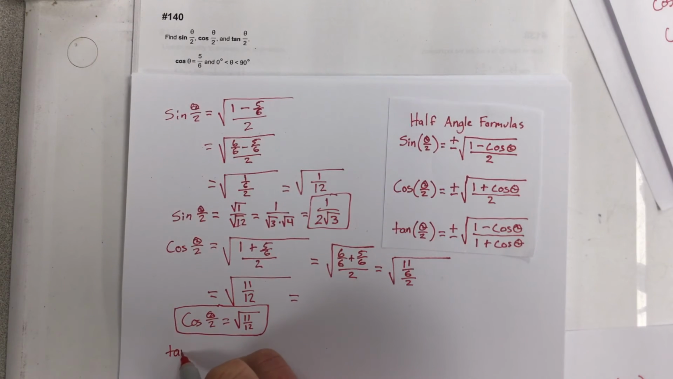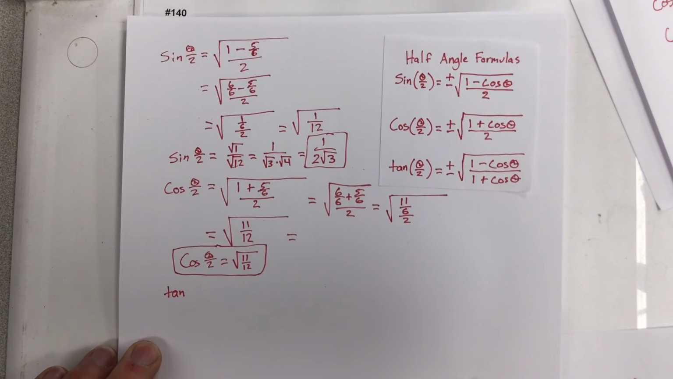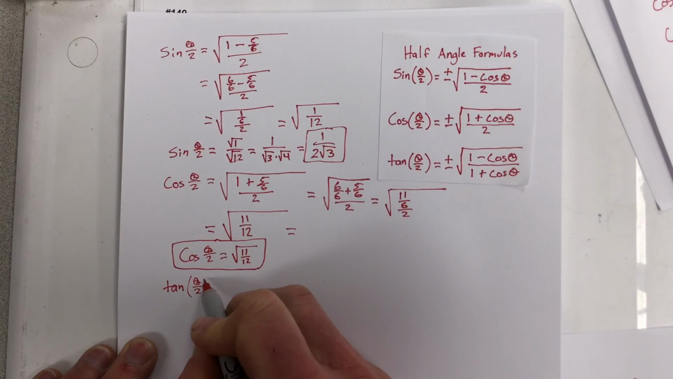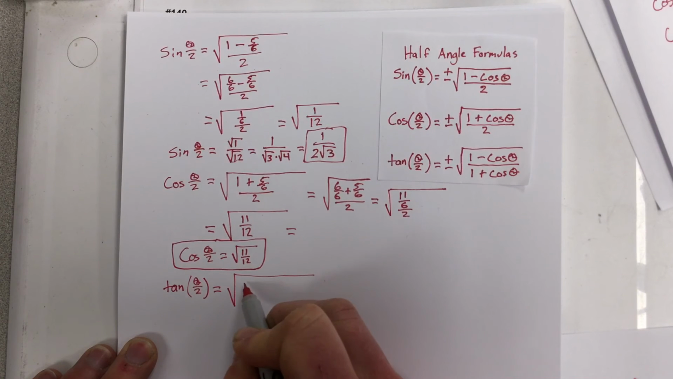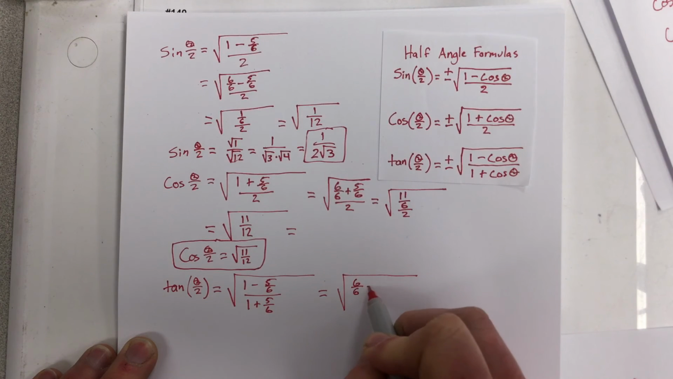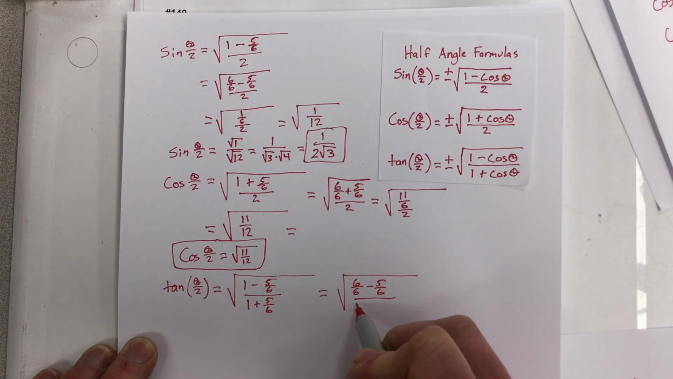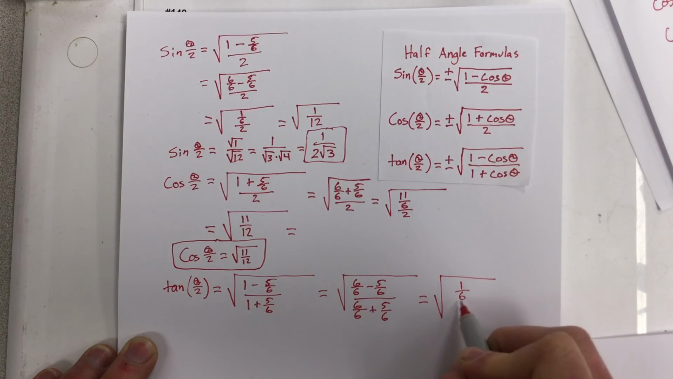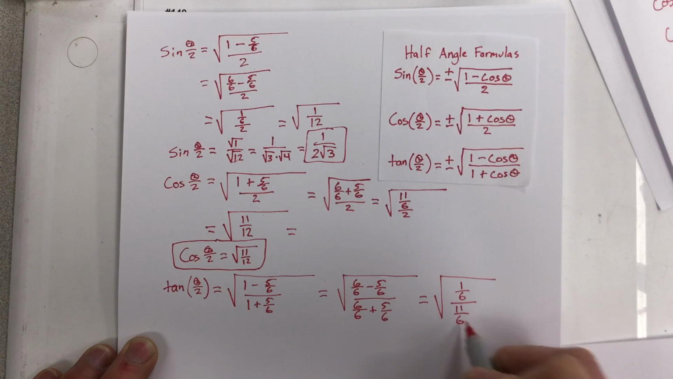So we have tangent of theta over 2 is equal to root 1 minus 5/6 over 1 plus 5/6, which would be root 6 over 6 minus 5/6 over 6 over 6 plus 5/6. When I subtract the top, I get root 1/6 over 11/6.